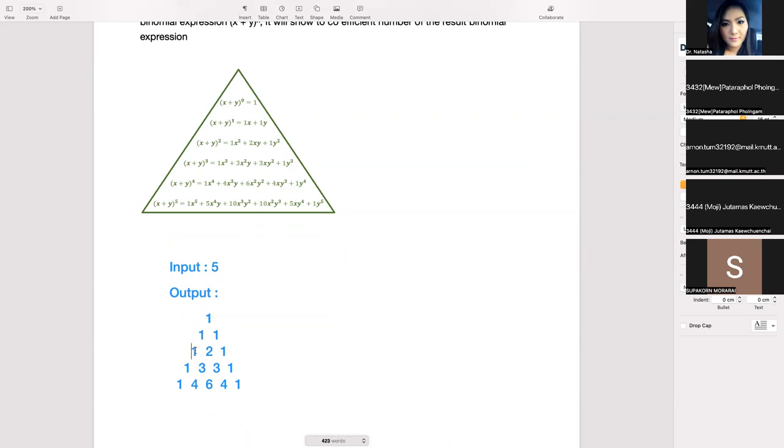on the edge of the triangle it will always be 1, right? But the number in the middle comes from the sum of the two numbers above. So 2 comes from 1 plus 1. 3 comes from 1 plus 2. 6 comes from 3 plus 3. 4 comes from 1 plus 3. Something like that. But solving it this way is quite hard. I recommend you solve it by using the binomial expansion.